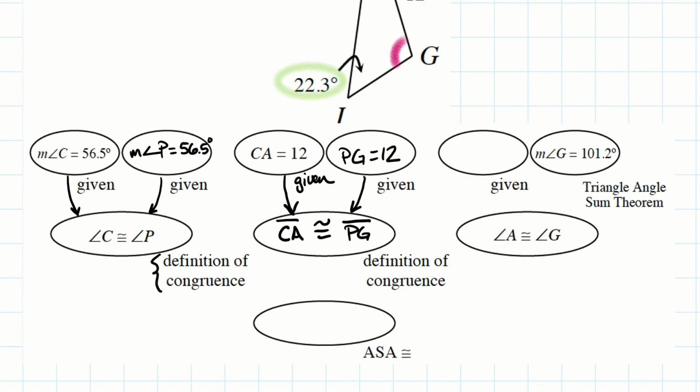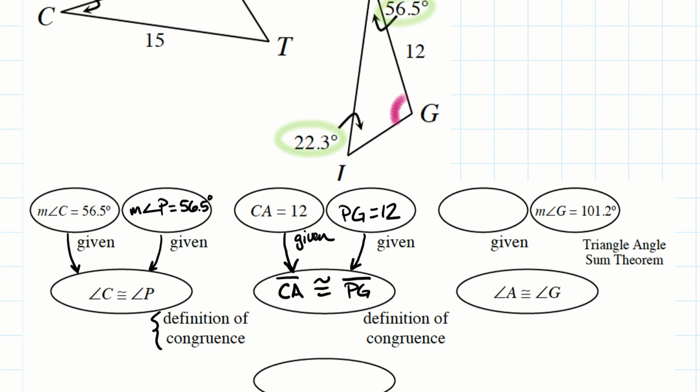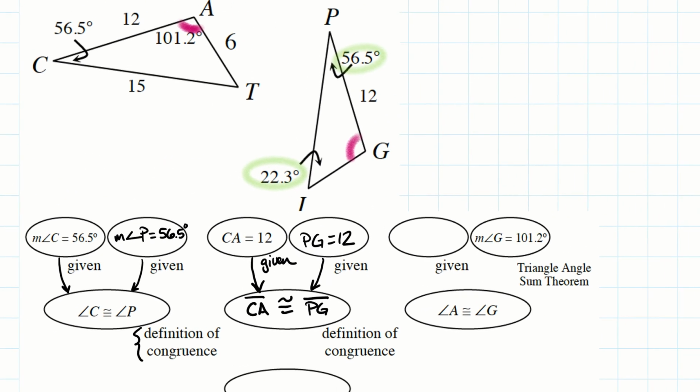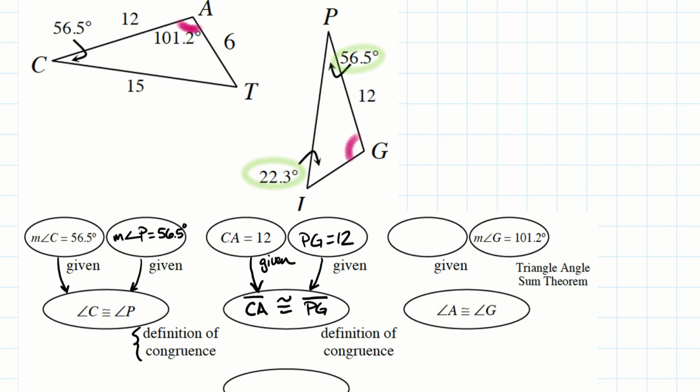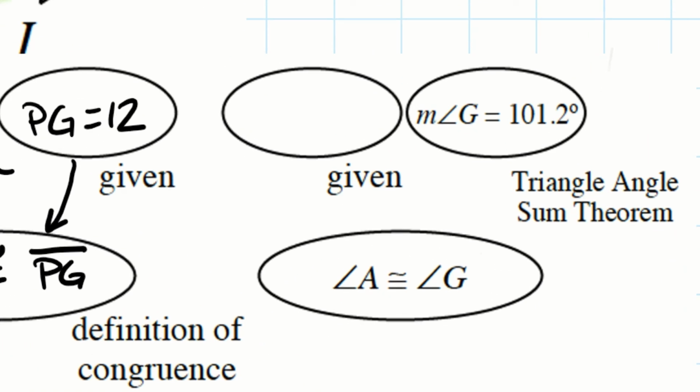And then the last thing over here is this angle business. So one of them is given, right? And in fact, it's angle A. So I can say the measure of angle A, I'm looking at the diagram right up here, right? The measure of angle A is 101.2. So I'll say that.